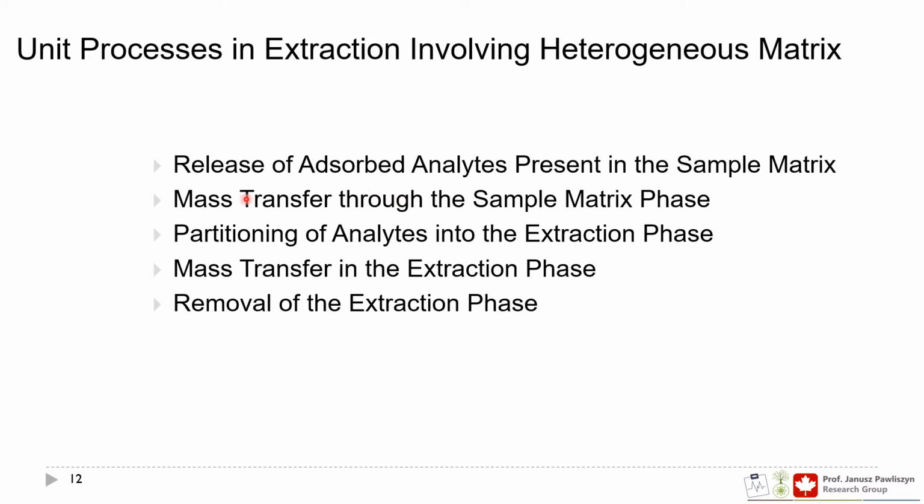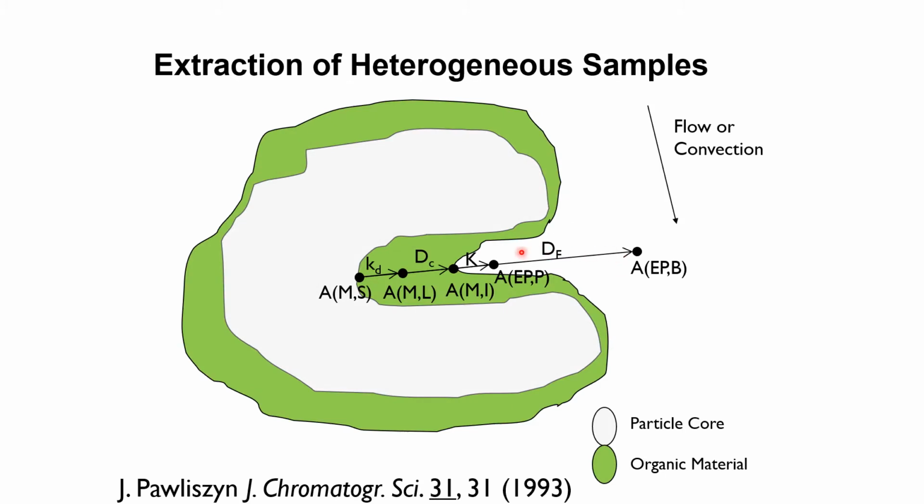Now, when you analyze heterogeneous samples, especially solids, you need to also consider some other processes, like, for example, release of adsorbed analytes present in the sample matrix before it can be mass transported through the sample matrix, partition into the extraction phase, mass transfer in the extraction phase, and removal of the extraction phase. So the processes in a heterogeneous matrix are much more complex. Here's an example of doing heterogeneous matrices.